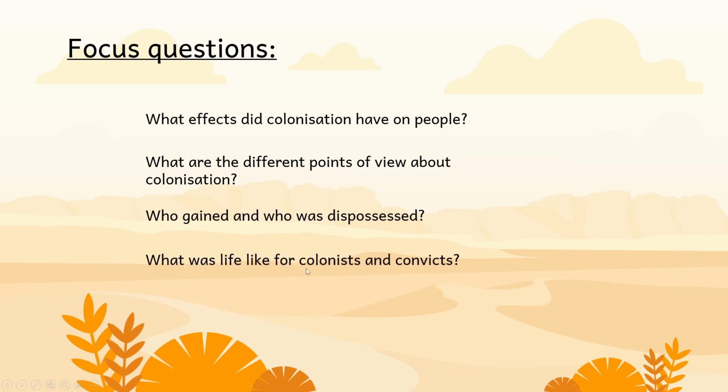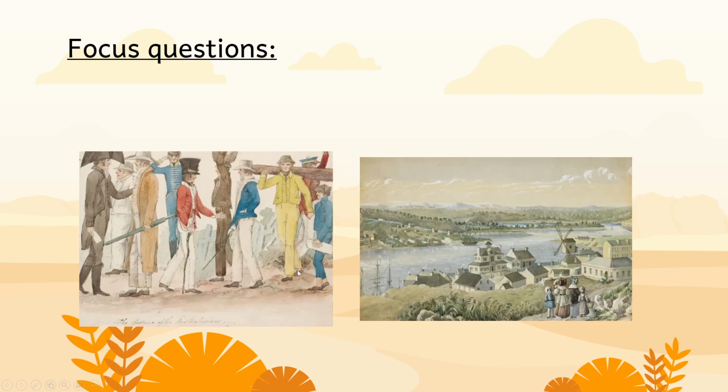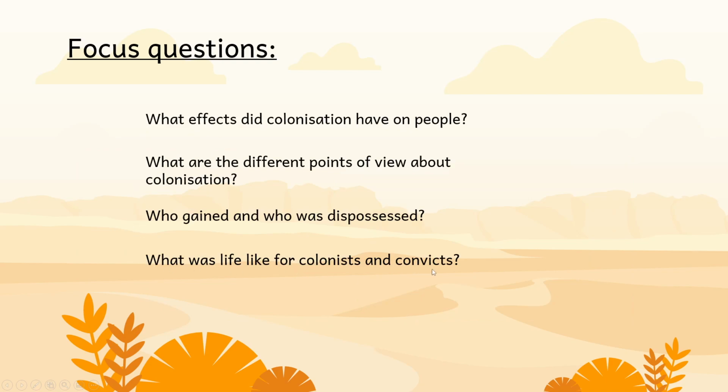And what was life like for the colonists? What was life like for the colonists and convicts? Colonists are most likely free settlers, people that willingly came over from England, or colonists might be free convicts, people that were prisoners and now they're free. So what was life like for colonists and convicts? You should be able to answer these 4 questions at the end of the 2 weeks.